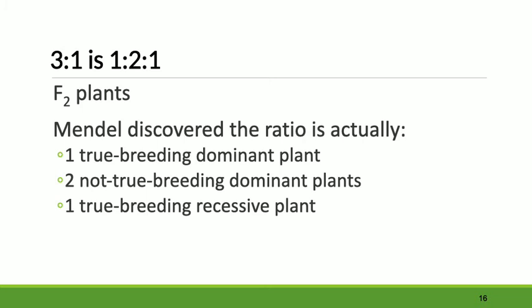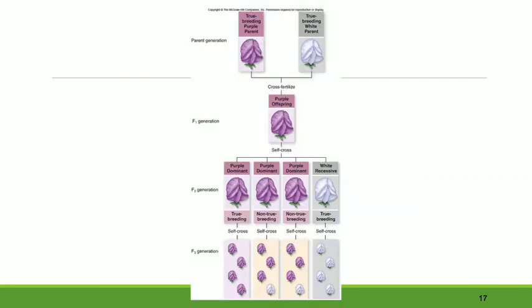He discovered that out of all of the plants that he got for the F2 generation, 1/4 of them were true breeding dominant. 50% of them were not true breeding, and 25% of all the F2 generation plants were true breeding recessive plants. This is what that means.